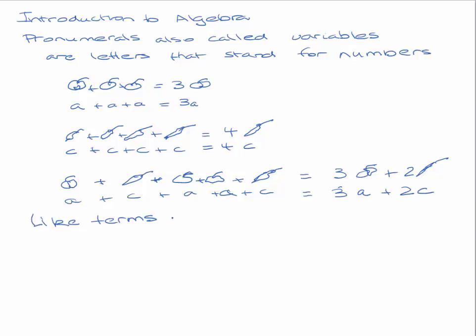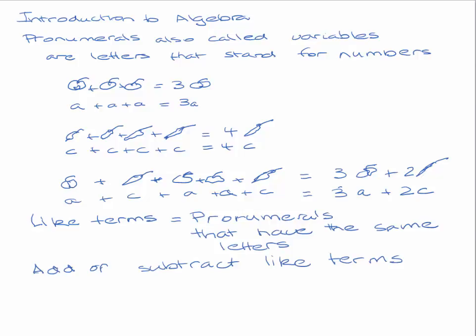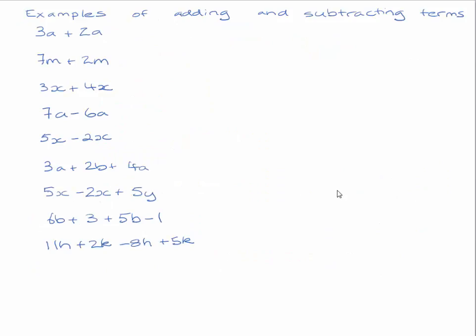And this is where we get the concept of adding like terms. So like terms are pronumerals that have the same letters. We can only add or subtract like terms. So now let's look at some examples of adding and subtracting terms. Remember that we can only add and subtract like terms.